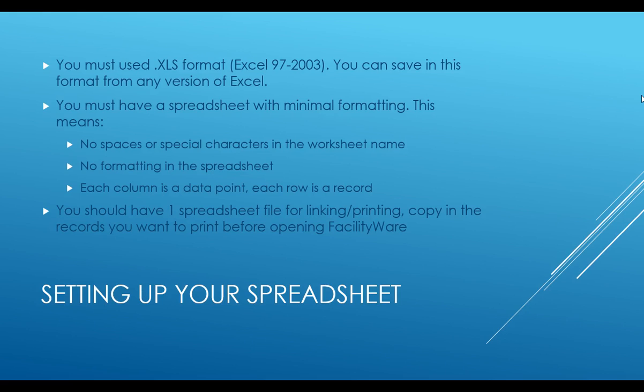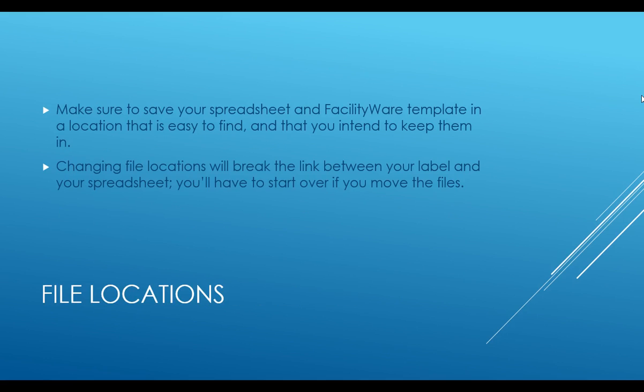You also need to have a spreadsheet with minimal formatting. That means no spaces or special characters in the worksheet name, not in the file name, but in the worksheet name. No formatting in the spreadsheet, and each column should be a data point, each row should be a record. So each row is going to represent a label when we're done. Now my recommendation is that you should have one spreadsheet file for linking and printing. That is to say, a spreadsheet that's going to be linked with your FacilityWare label, and that you copy in the records you want to print before you open FacilityWare. So you can keep your data wherever you want. You can have a separate spreadsheet for that, formatted however you want, and just paste in what you're going to print at print time. That's the easiest way to do it.